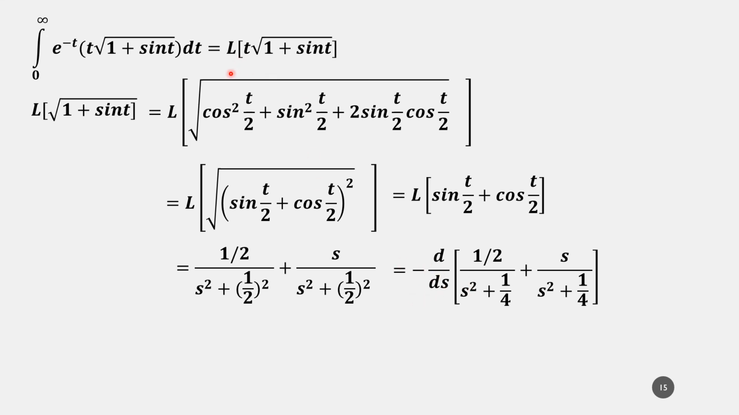This is actually t into root of 1 plus sine t. This part is L of root of 1 plus sine t, and this part is actually L of t into root of 1 plus sine t. Whatever answer we have got, we have to differentiate it. This is equal to minus d by ds. So minus d by ds, we have to differentiate this function. This can be simplified after taking the LCM, because we can have 4s square plus 1 upon 2. This 4 will go to the numerator, 4 by 2 is 2. Similarly, 4s upon 4s square plus 1.